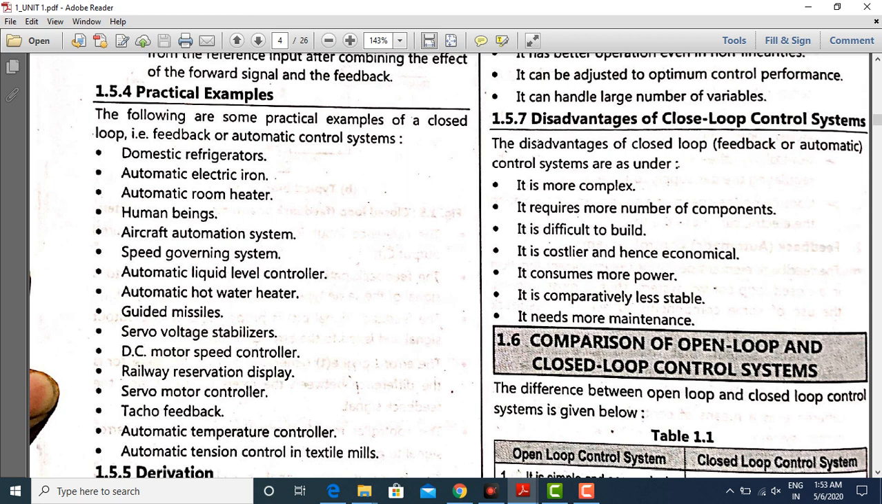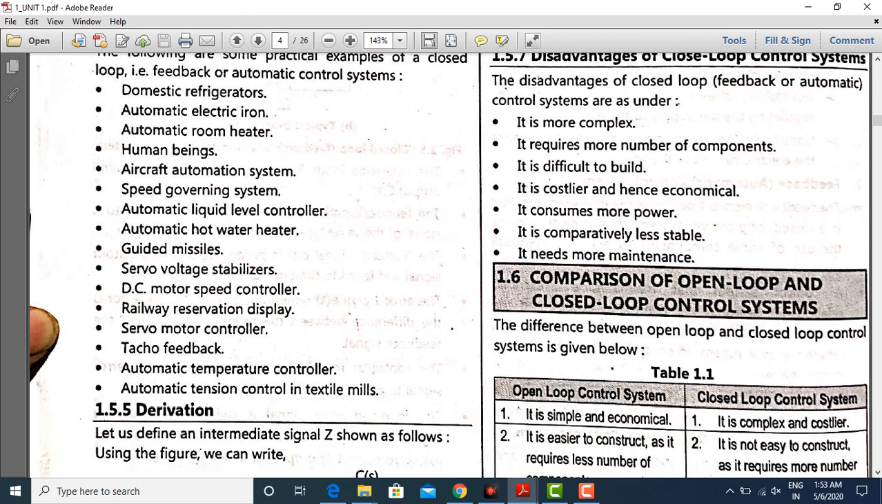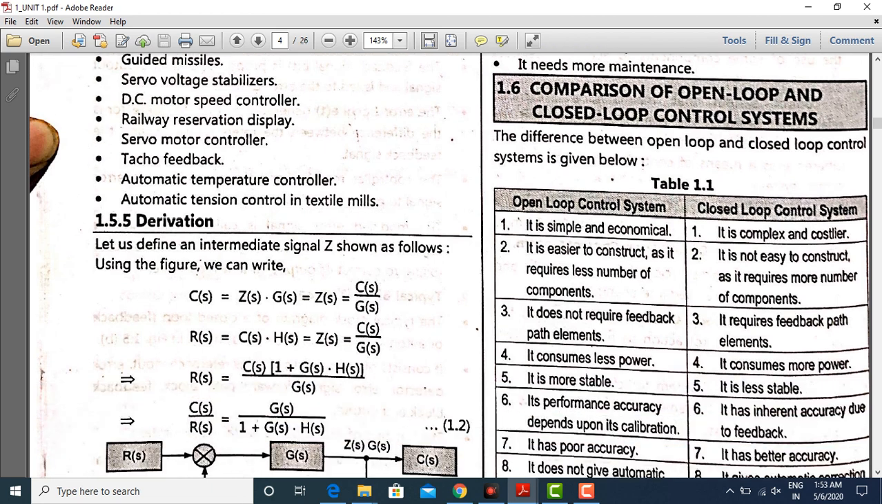It consumes more power. It is comparatively less stable. It needs more maintenance. Now I hope everyone got the concept of open loop system, diagram, practical examples, advantages, disadvantages of open loop system and closed loop system. If you haven't understood this, you just need to go through this comparison. You will get what is open loop system and closed loop system.